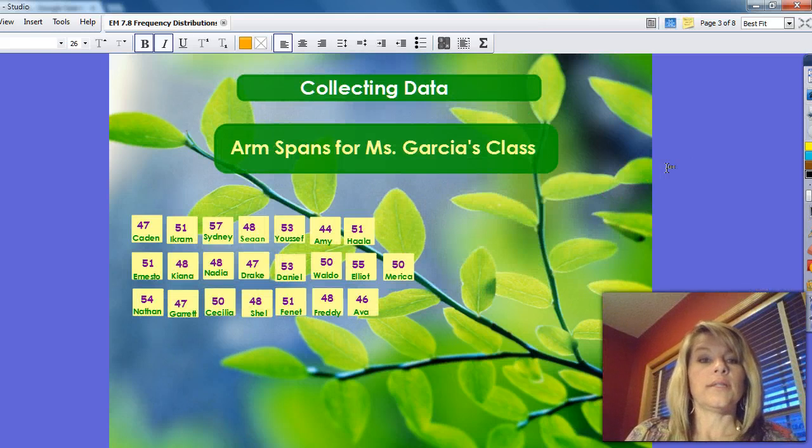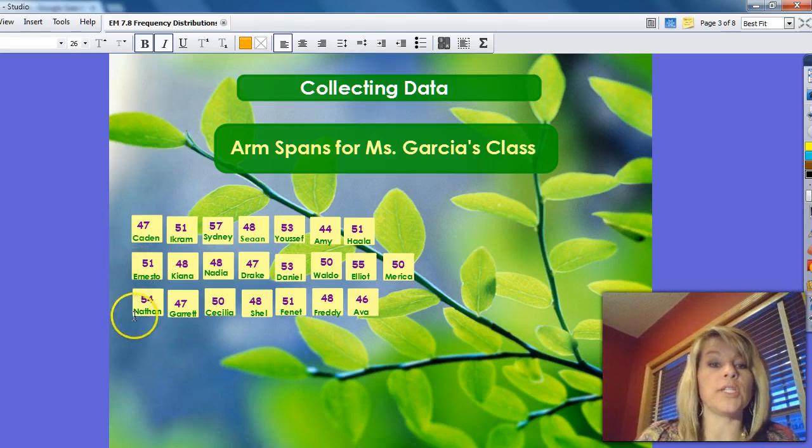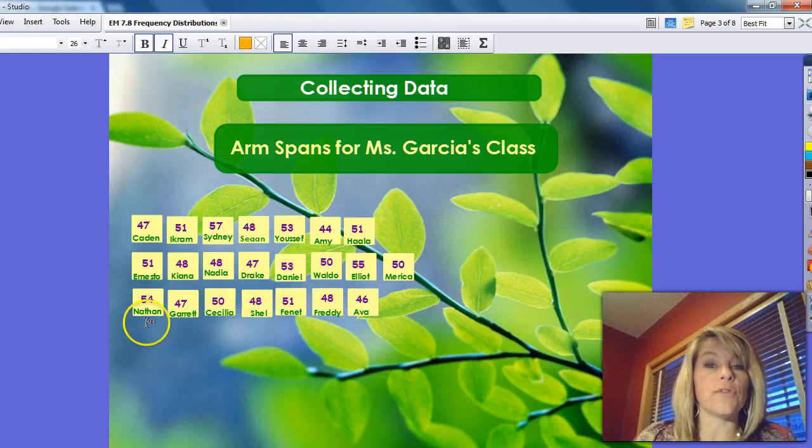In this slide, you see that there's a collection of data. What you see here are arm spans. These are post-it notes for students in Ms. Garcia's class. So Caden had an arm span of 47 inches, Ernesto had an arm span of 51 inches, and Nathan had an arm span of 54 inches, along with the rest of the class. So to make it easier to think about this data and talk about this data, we want to organize it in a way.